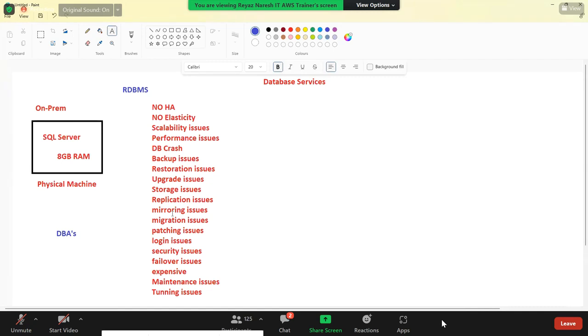That's why DBAs definitely require a big hug sometimes, like Shankar Dada.